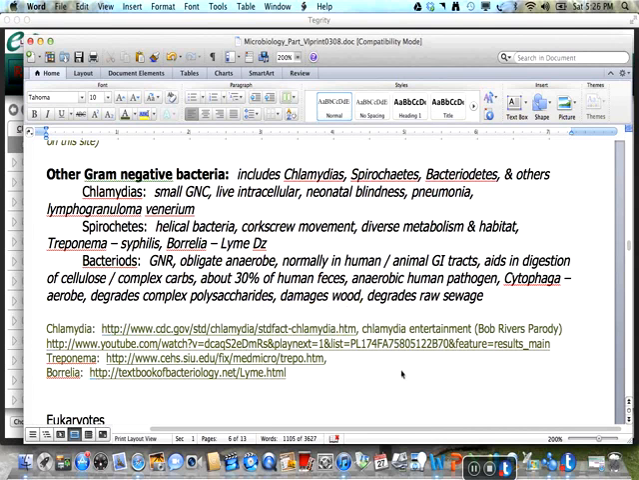We've got a couple of websites on those for you, including a little bit of entertainment with the chlamydia. The bacteroids are gram-negative rods. They are obligate anaerobes found normally in human and animal gastrointestinal tracts, aiding in the digestion of cellulose and complex carbohydrates. They make up about 30% of human feces and can be an anaerobic pathogen. The cytophaga are aerobes that degrade complex polysaccharides. They damage wood and degrade raw sewage.